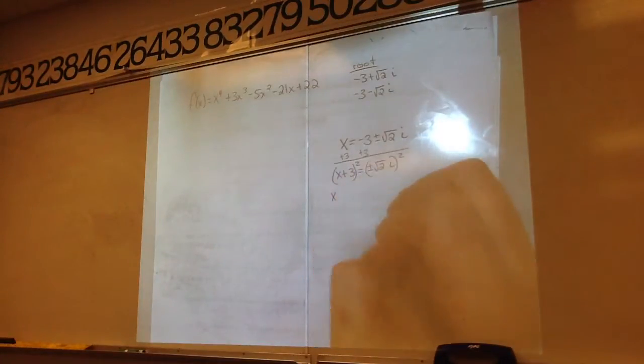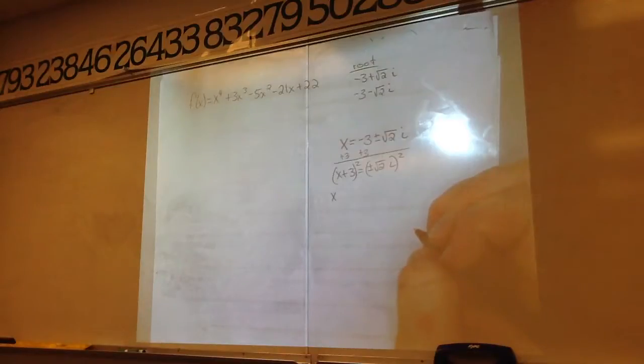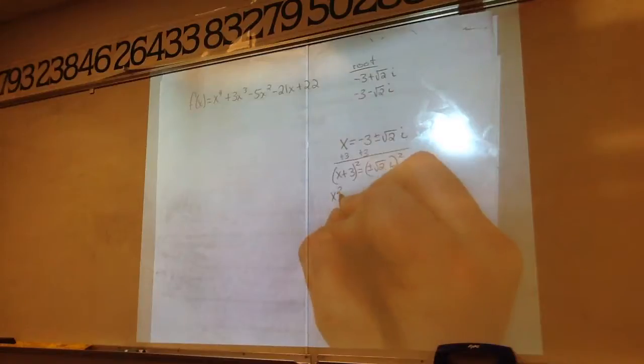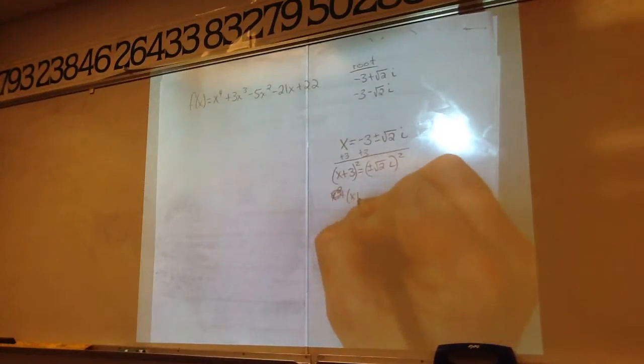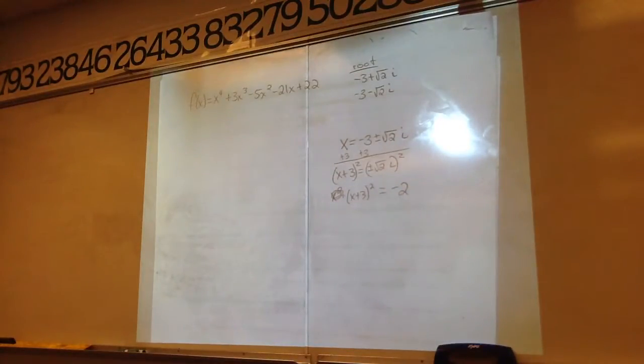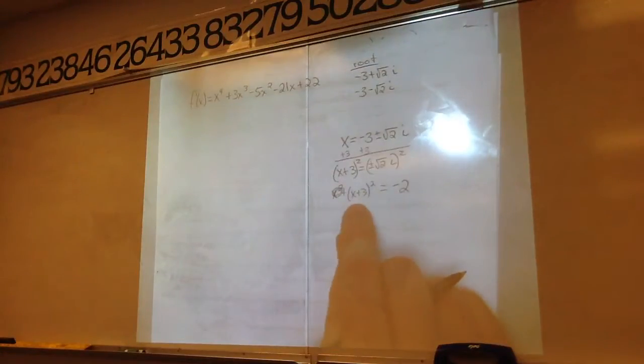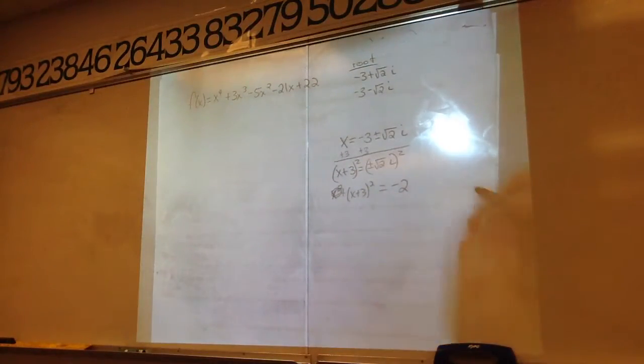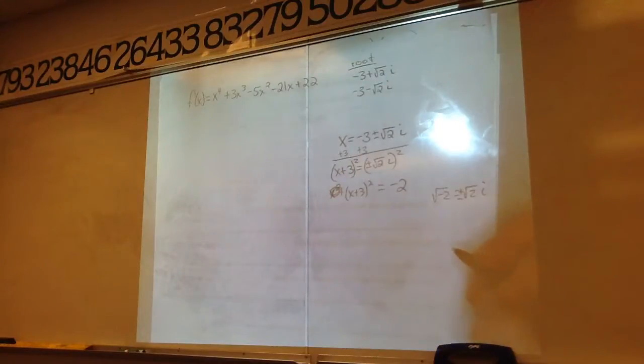You have 2i squared, so negative 2. Plus or minus, it doesn't matter, it's going to go away. What's the square root of 2 squared? 2. And then it's i squared, which is negative 1. So negative 2. To check myself, what's the square root of negative 2? The square root of 2i, positive or negative. Yes, it works.